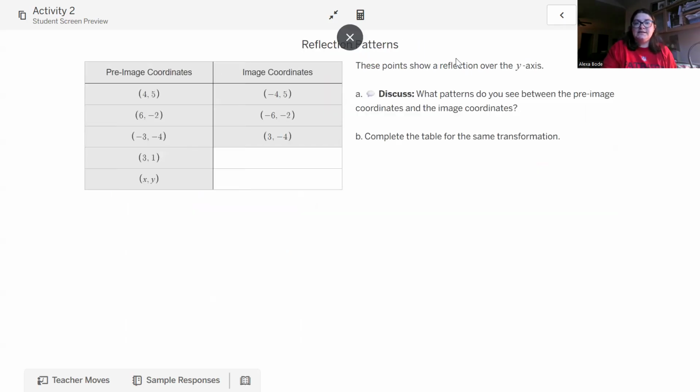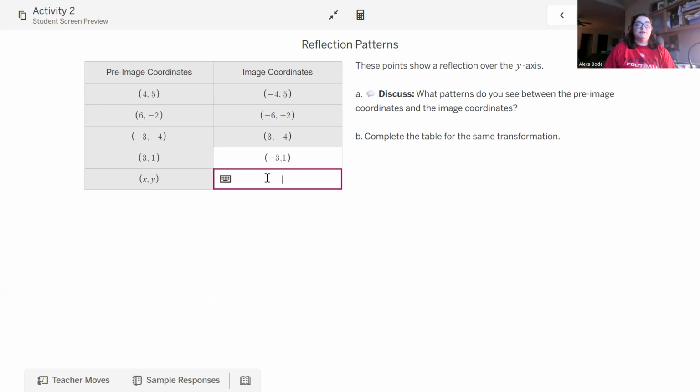Okay, so it says these points show reflection over the y-axis. Discuss the patterns you see in the pre-image. So this is what we already did. We already know that when reflecting over the y-axis, the y value stays the same, the x value becomes its opposite. So 3 comma 1, that x value becomes its opposite, and the y value stays the same.